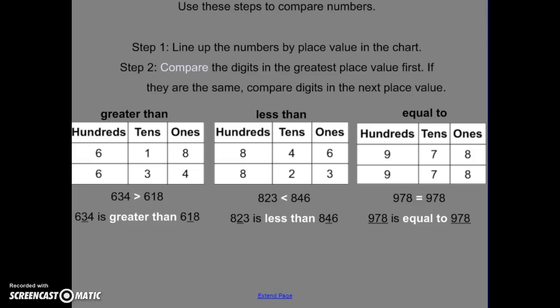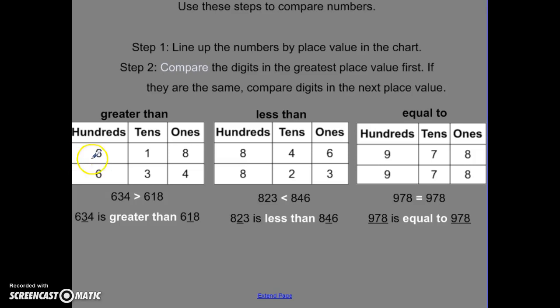Use these steps when you're comparing numbers. Step 1, line up the numbers by the place value chart, just like we did on the previous slide. Compare the digits in the greatest place value first. If they are the same, you are then going to compare the digits in the next place value.